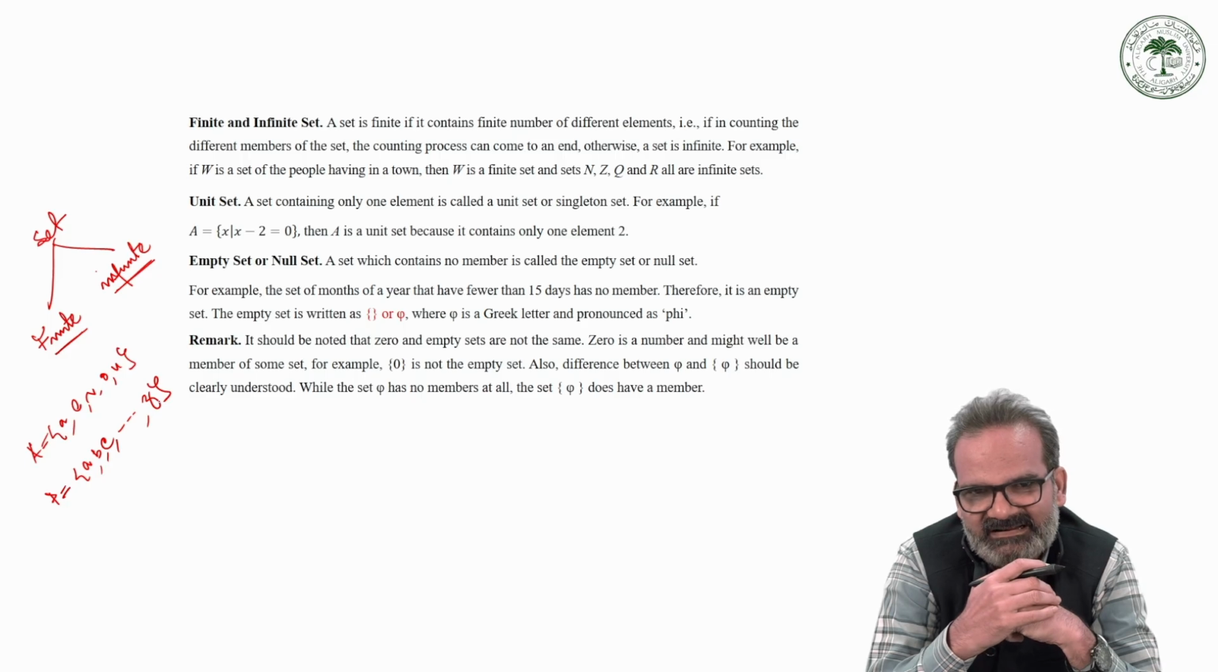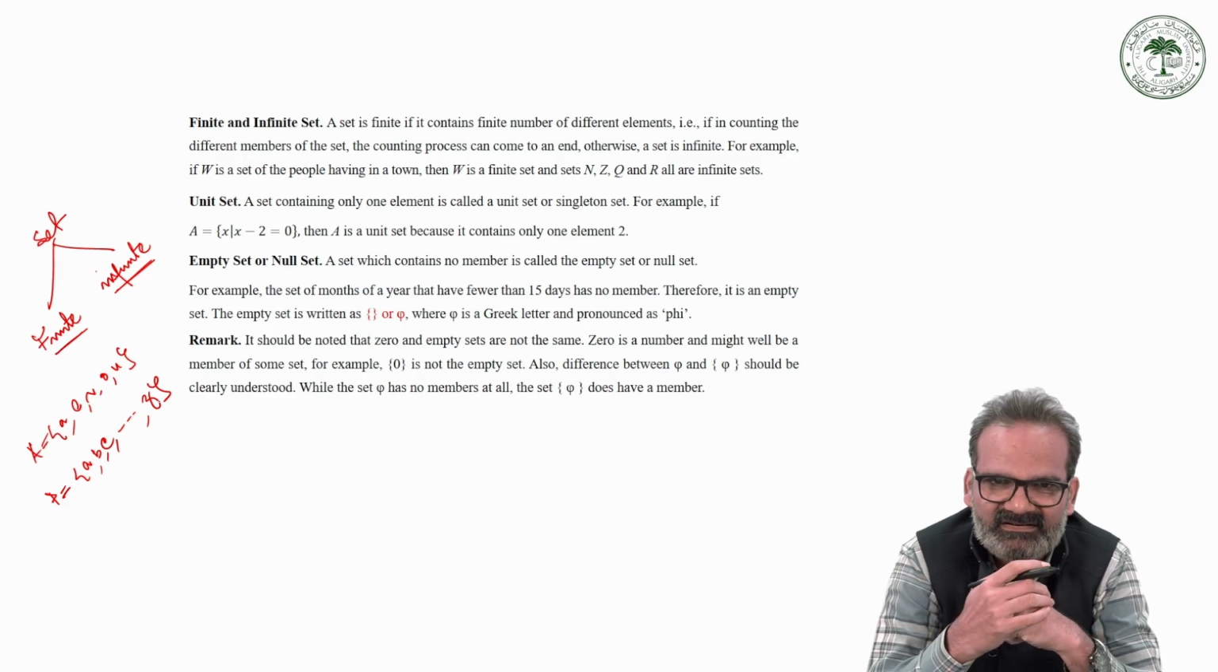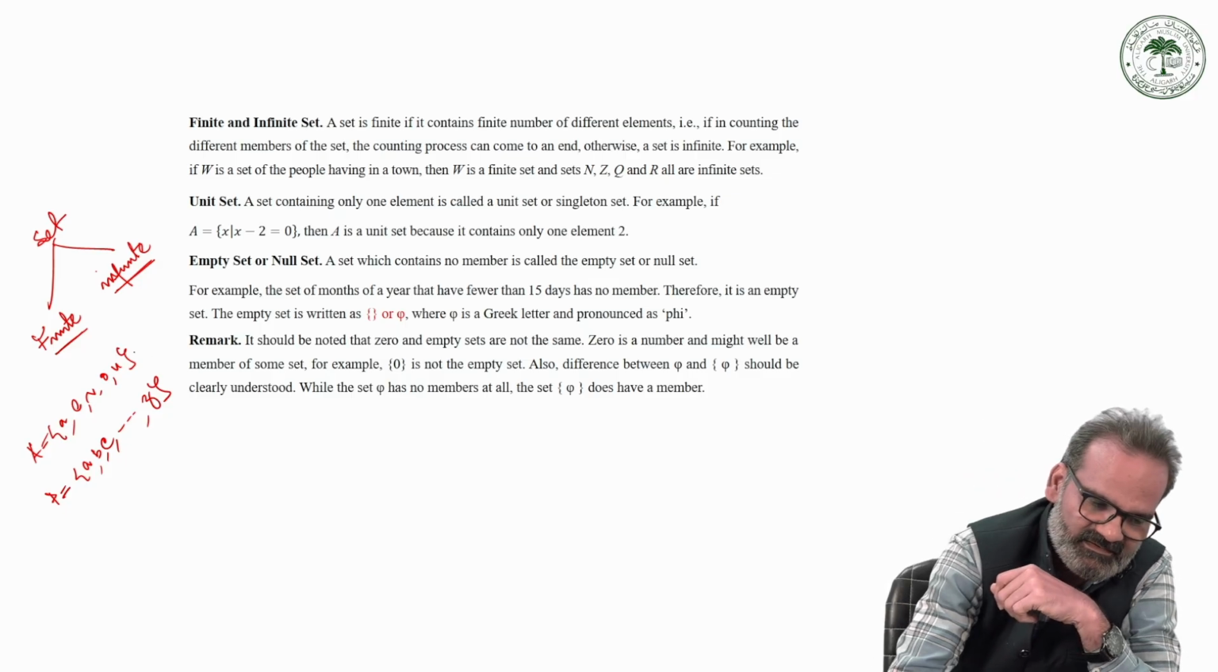P is also a set consisting of 26 elements, that is, all alphabets of English literature. This is also finite. This is finite. This is also finite.